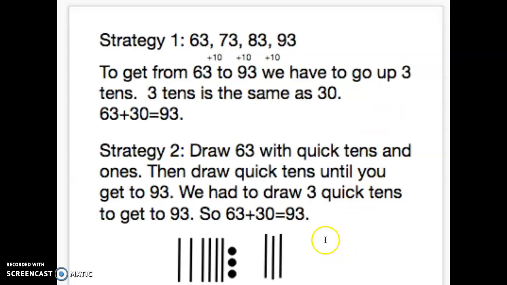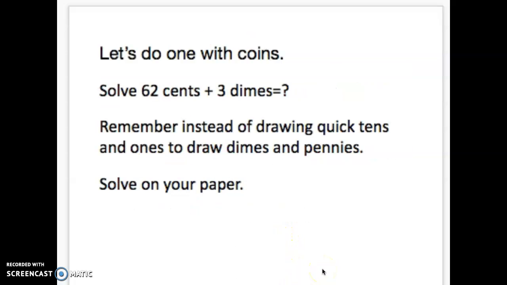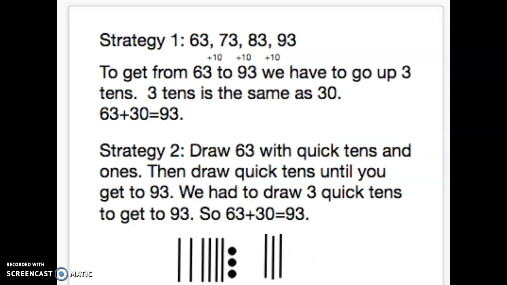Strategy 2 is to draw 63 with quick tens and ones. We would start off with 63 and draw quick tens until we come up to 93. So if this is 63 plus 10 is 73, plus another 10 is 83, and one more 10 is 93. So again, we added 30. 63 plus 30.